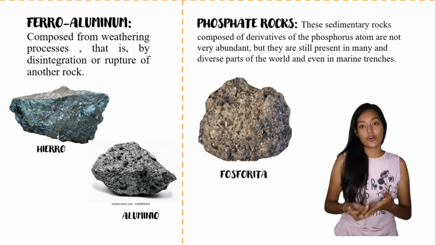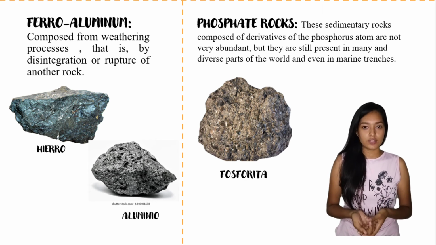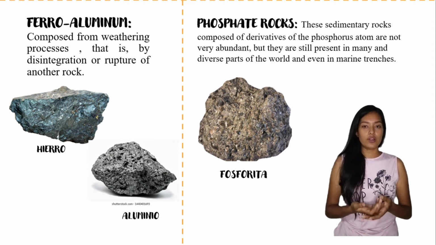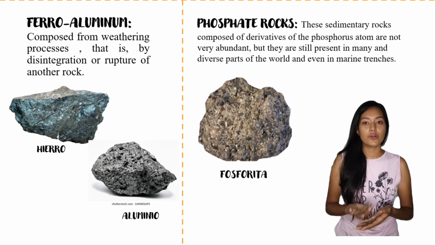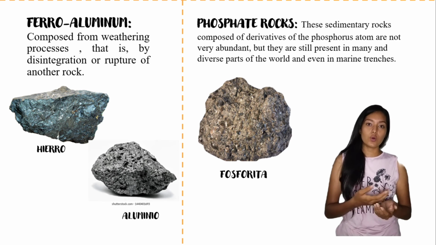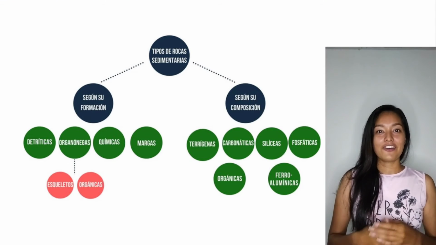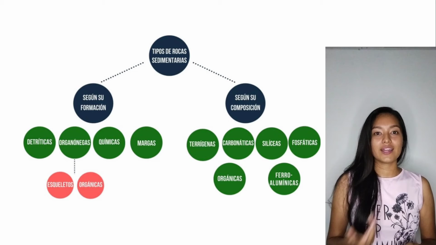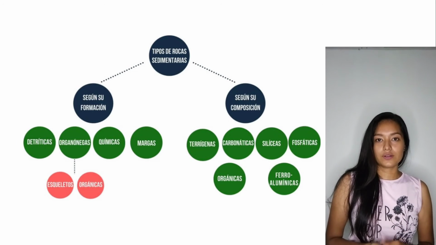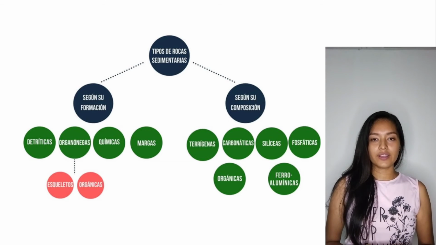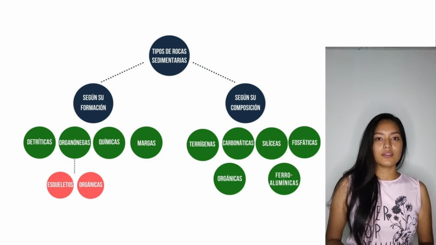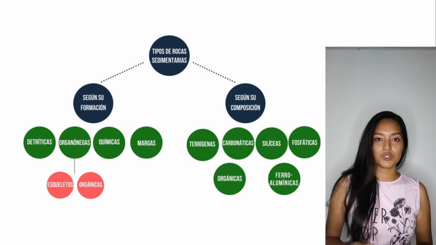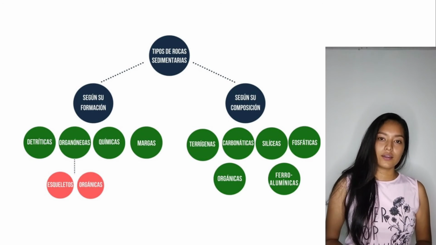Organic. These rocks are composed of rock of organogenic origin, that is, formed from skeletons or cellular matter from living beings. The most common rocks of this type are coal, coral, and oil. Ferroaluminous rocks are composed from weathering processes, that is, by disintegration or rupture of another rock. It is composed of ores, a mineral from which different elements can be extracted because they appear in sufficiently vast quantity to be used. These elements are usually metals. In this case, they are iron and aluminum.